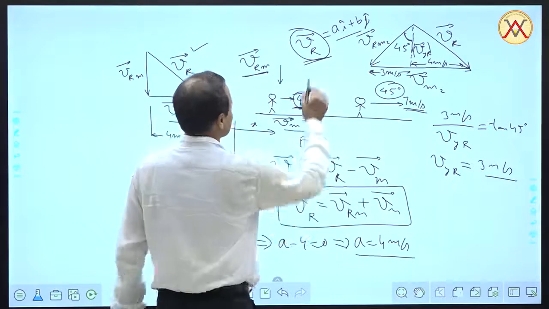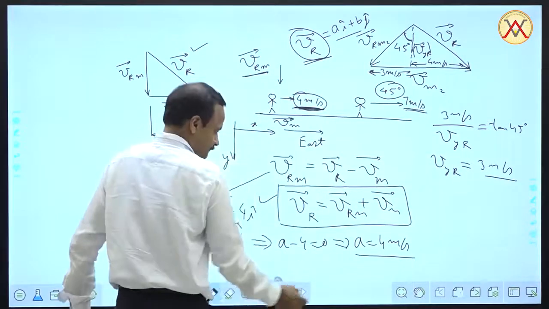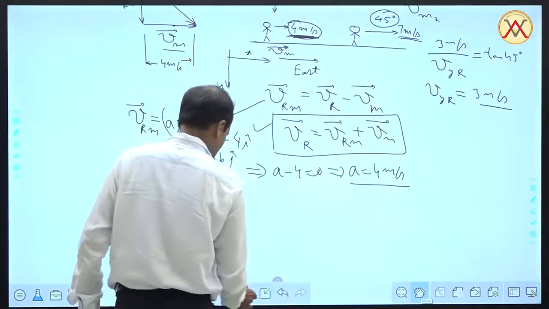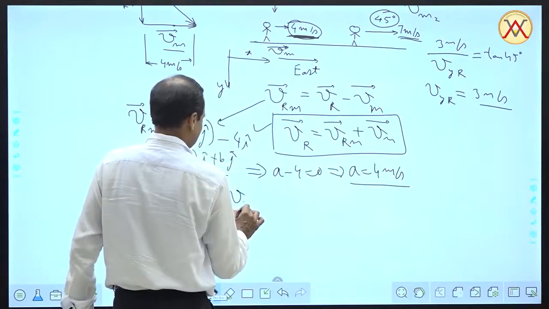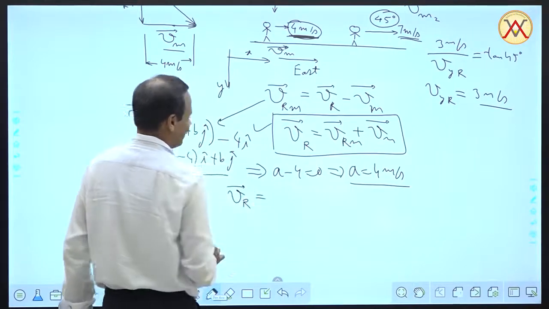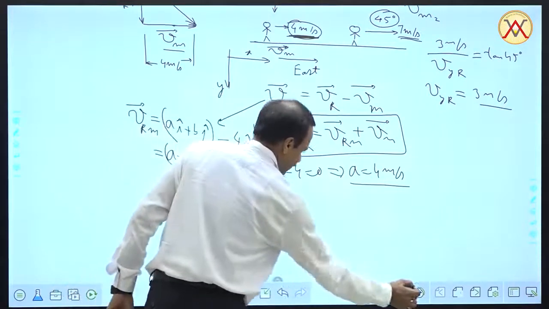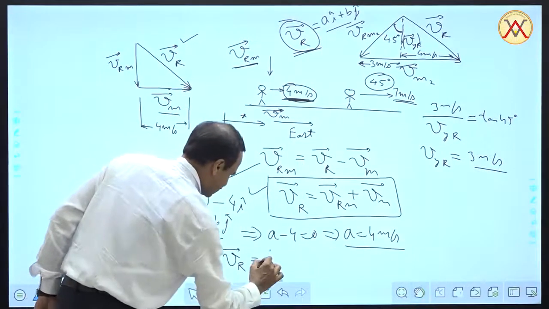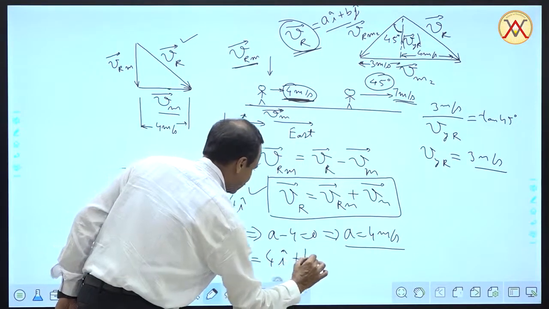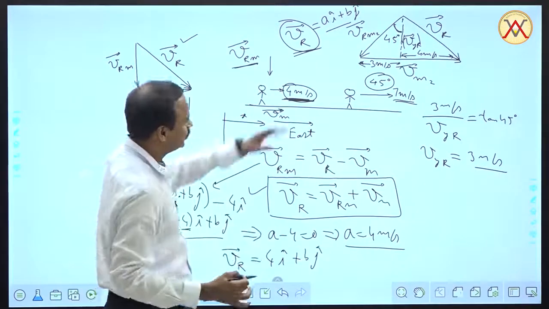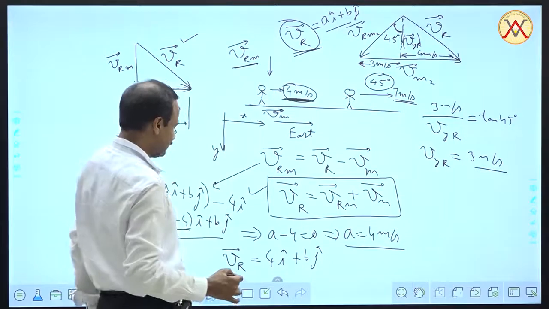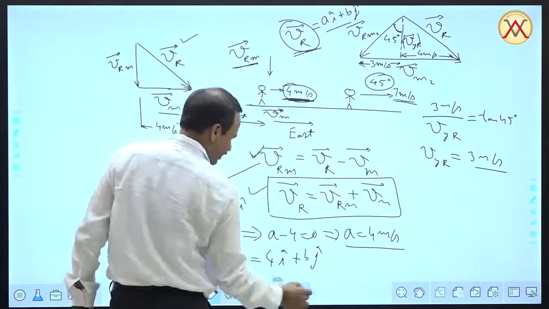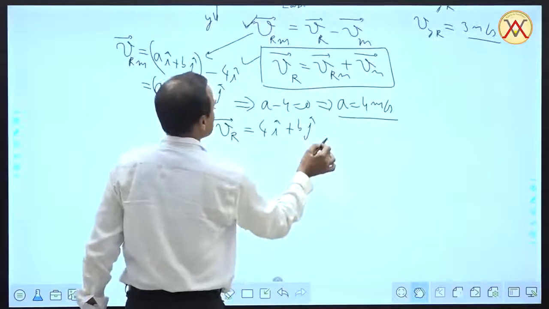So the VR vector becomes, let me push it slightly up now. I can now write the VR vector as 4 i cap plus B j cap, since I have got the value of A as 4. Now B we have to find using the second case. Alright, now I will apply the same equation, this one, for case 2.